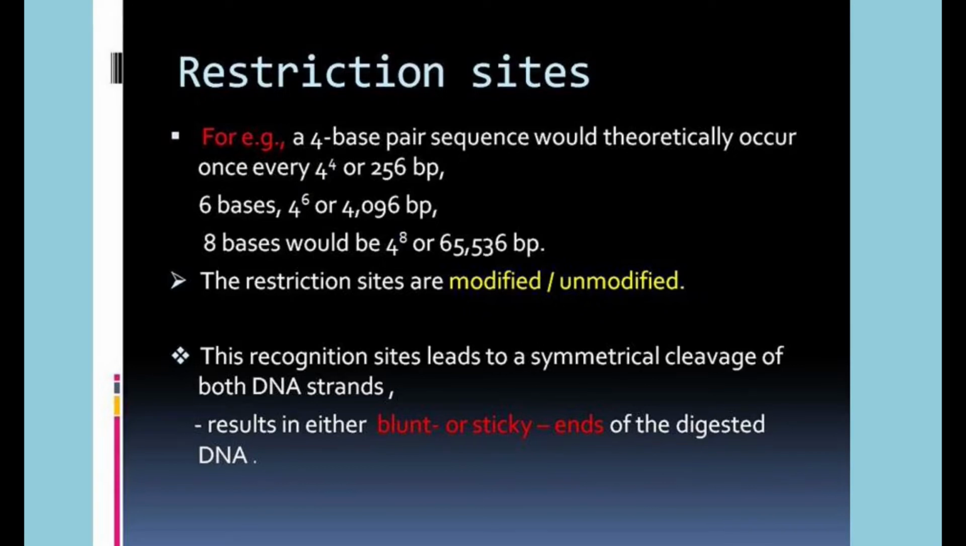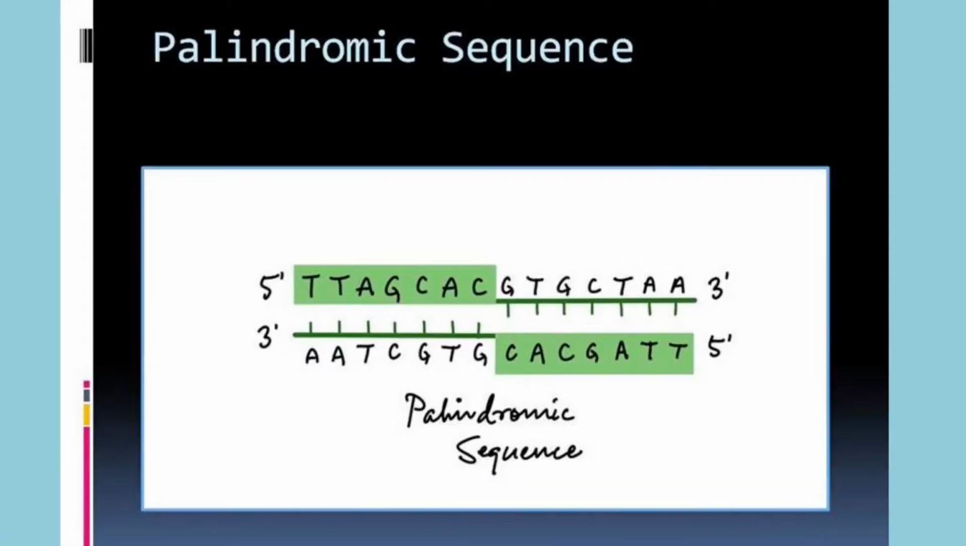Mostly it is of 4, 6 or 8 base pairs, and it is a palindromic sequence. So what is it? Suppose a DNA strand has a 5' and 3' end, and if we read from the 5' to the 3' end in any sequence, the sequences are the same, such as TTAGCAC, which is the same on both strands.